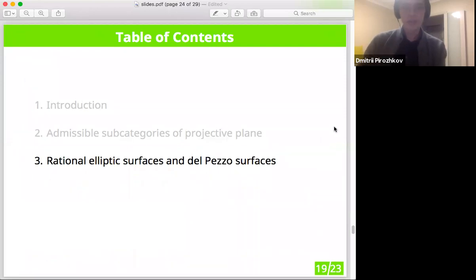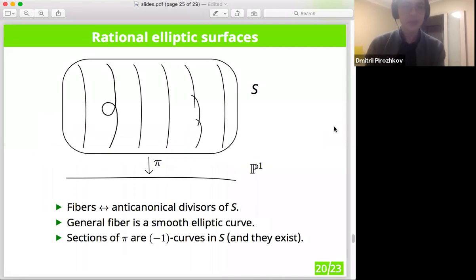So first, I will give a picture of what is a rational elliptic surface, because that's the actual geometric object that I work with. The definition is simple. It is some surface S such that the anti-canonical linear system gives you a regular map to P1, some map to P1 whose fibers are exactly anti-canonical divisors of S. The general fiber is a smooth elliptic curve. And we also work only with the case where sections exist, and they all happen to be -1 curves in our surface S by the adjunction formula, because it's a section of the anti-canonical fibration.